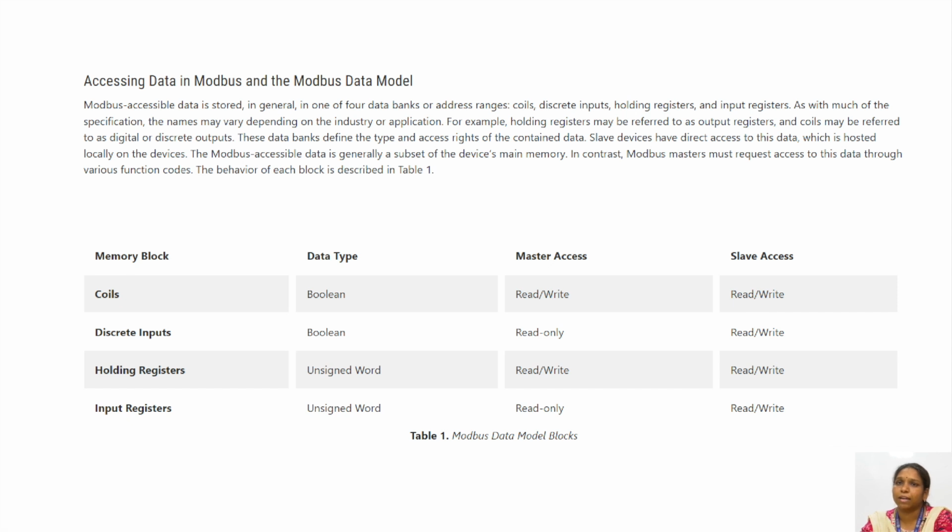The memory block can be coils: the data type is Boolean, the master access is read or write, and the slave access is read or write. For the memory block discrete input, the data is Boolean, the master access is read only, and the slave access is read or write. For the holding register, the data type is unsigned word, the master access is read or write, and the slave access is read or write. For the input register, the data type is unsigned word, the master access is read only and the slave access is read or write.